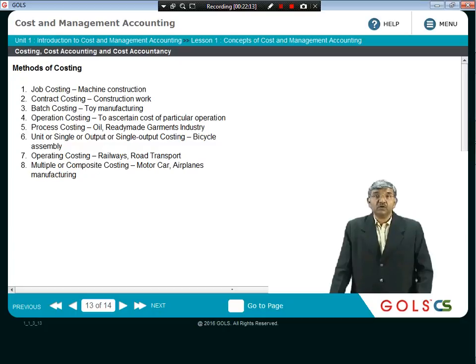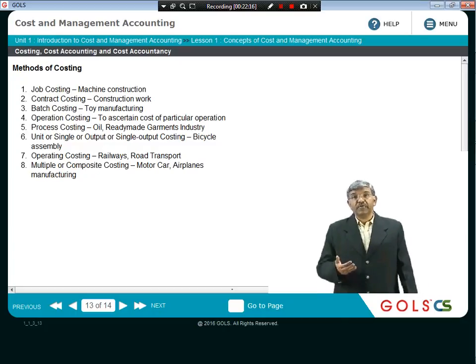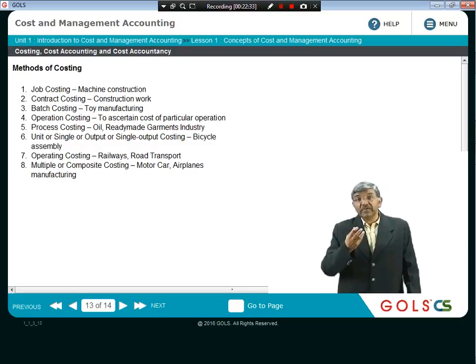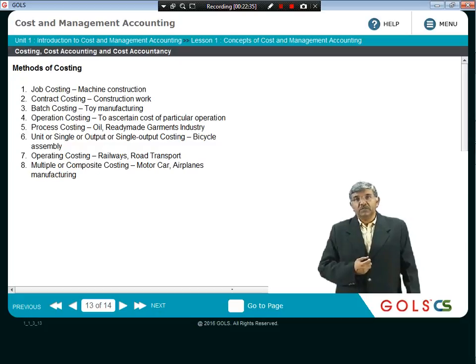Contract costing. Contract costing is the method which is followed in construction work. Construction of a building, construction of a road, where the production will take a longer duration for completion. It cannot be completed in 1 year. It will take 3 to 4 years. We can see that construction of a building project will continue for 5-6 years. So in such a case, how to calculate the cost of that construction? In such a case, contract costing can be used as a method of costing in such an industry.